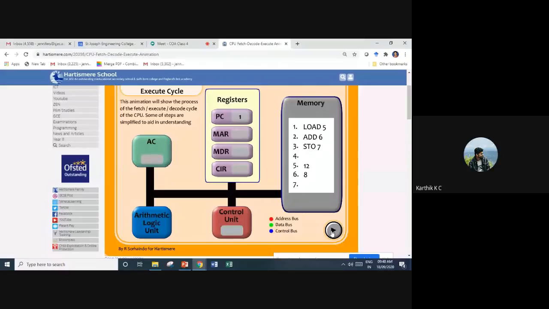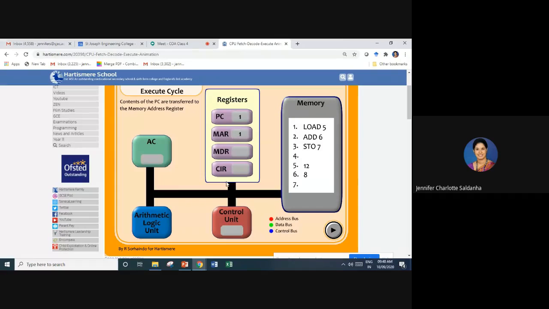The address is sent to the memory address register. So from here it is sent to MAR. Then after that, it is sent to the memory.